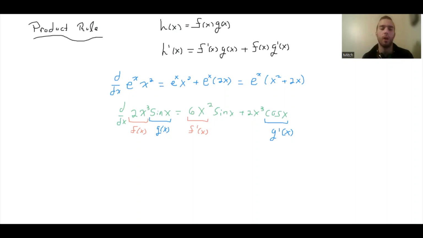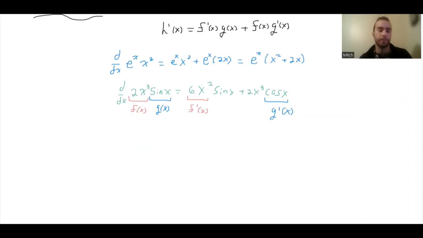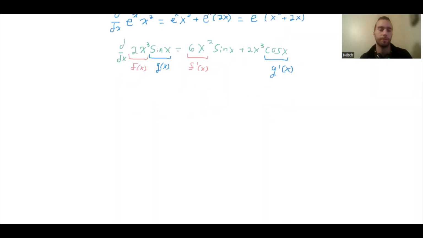So just do what works best for you, but just keep in mind that all you're doing here is you're just seeing that you have the product of two functions. Take the derivative of the first one, multiply by the second one, and then add the derivative of the second one times the first one. That's the product rule.